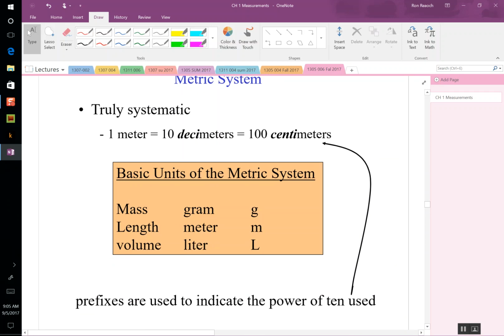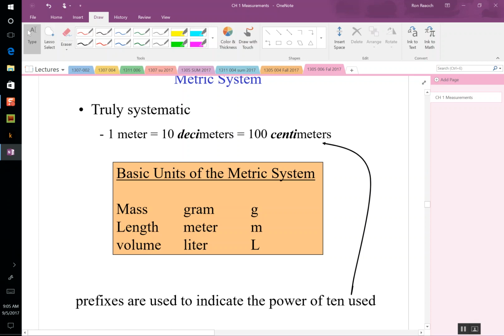All right? A yard is right here, 36 inches. So this is bigger, longer than a yard. It's 100 centimeters, or a meter. A meter has 100 centimeters. So a centimeter is 1/100th of a meter. That's length. So the fundamental unit in the metric system is the meter for length.